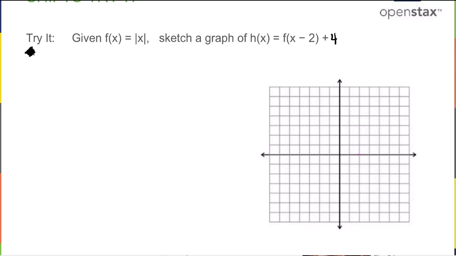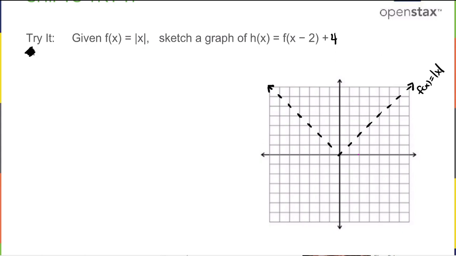Okay, so the original graph is absolute value, so that's the points 0, 0, 1, 1, 2, 2, 3, 3, 4, 4, 5, 5, 6, 6, 7, 7. And the points negative 1, 1, negative 2, 2, negative 3, 3, negative 4, 4, negative 5, 5, negative 6, 6, negative 7, 7. So that is the original parent graph. This is f of x is equal to the absolute value of x.